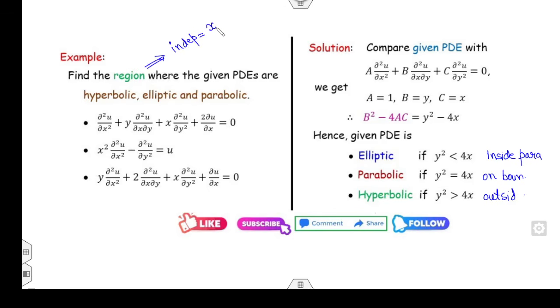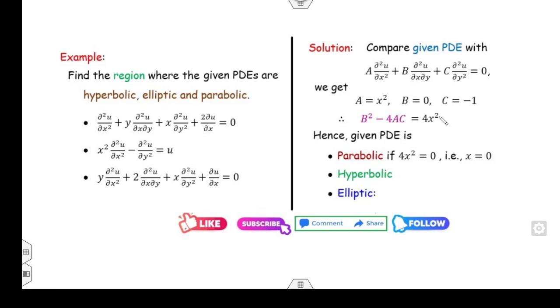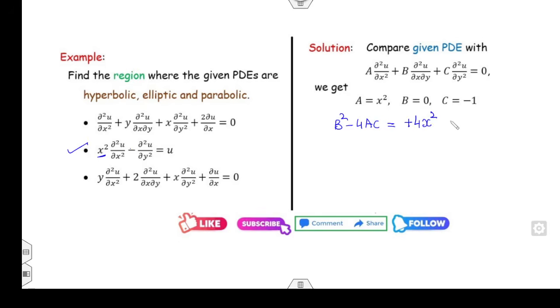Independent variables are only 2, so you can apply any one of the methods. Look at the second example. A will be x square, B will be 0, C will be -1. What is the value of B square minus 4AC? That is plus 4x square. Fine, so that means when will it be elliptic?